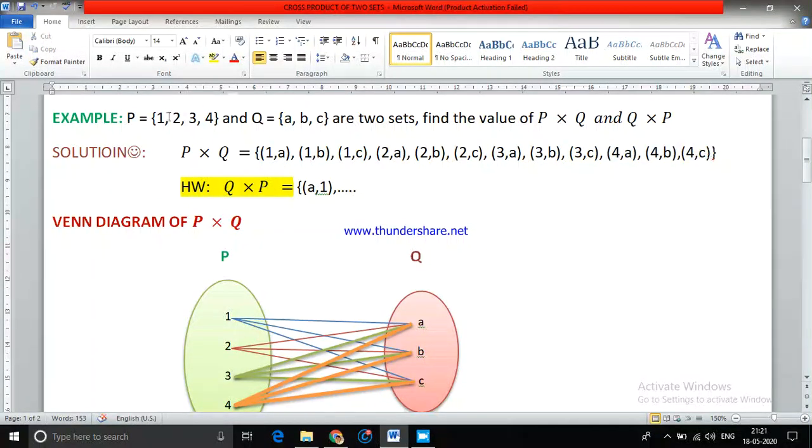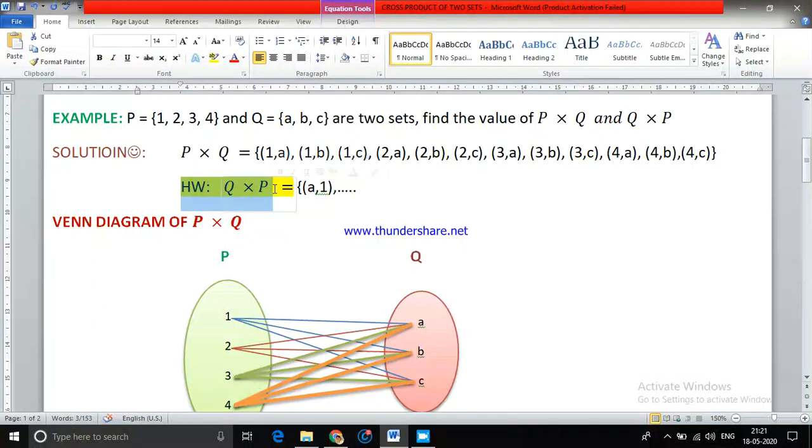That means every element of P will have a mapping with every element of Q. I hope you understand how to write it: 1 with A, 1 with B, 1 with C, then 2 with A, 2 with B, 2 with C, then 3A, 3B, 3C, then 4A, 4B, and 4C. Now you have to find Q cross P, that is the homework. Here I have written HW, meaning homework, Q cross P.